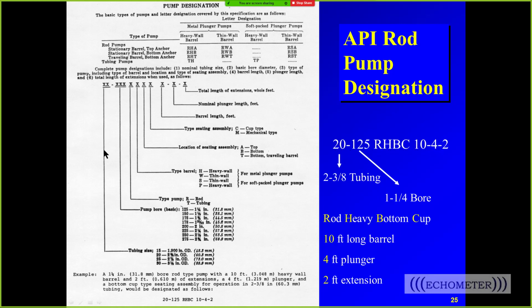The first two characters are the tubing size. The next three characters are the plunger diameter, or plunger size. And then it's either a rod pump run on the sucker rods, or a pump run in the tubing: rod or tubing. The next one is the type of barrel. The next code is the seating location. The next code is whether it's a cup or mechanical hold down. And then there's the barrel length, the plunger length, and the total extension length.